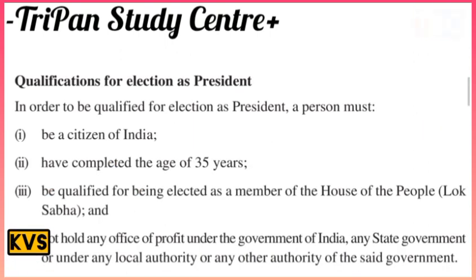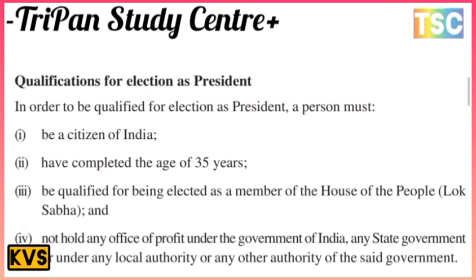The next point is the most important here: qualification for election as the president. In order to be qualified for election as president, a person must be a citizen of India, have completed the age of 35 years, and be qualified to be elected as a member of the House of the People, Lok Sabha. They must not hold any office of profit under the government of India, any state government, or any local or other authorities subject to the said governments.